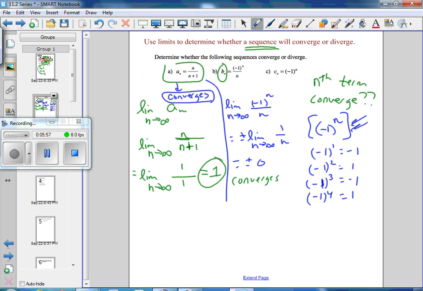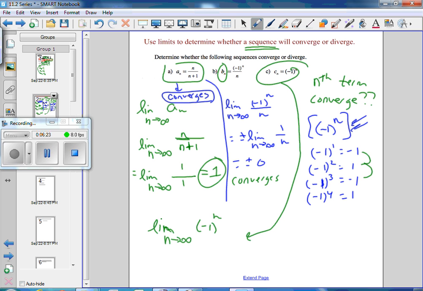And to do the last one, if we look at what happens to this, well, this is an interesting sequence. The limit as n approaches infinity of -1 to the n. Well, that's just going to go +1, -1, +1, -1. So while the values stay around +1 and -1, it never converges to an actual number. It just flip-flops between these.